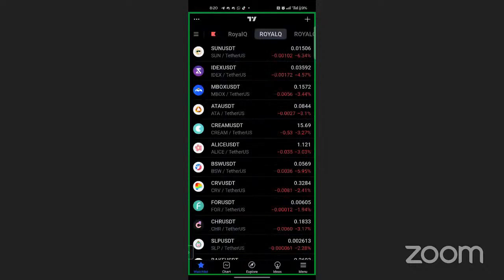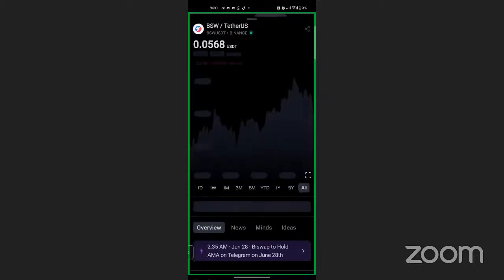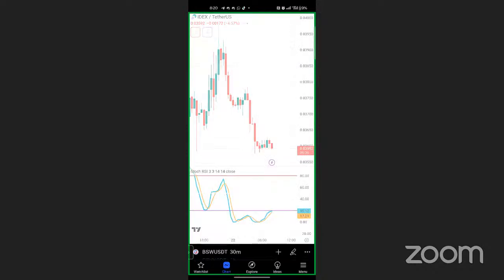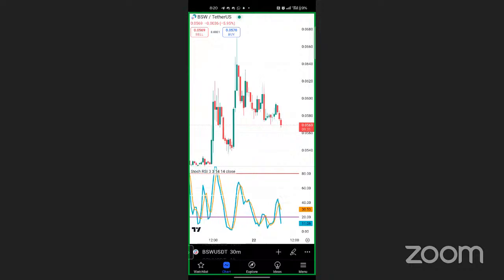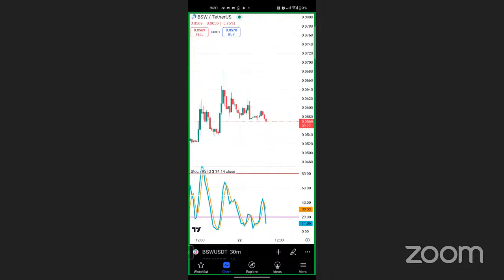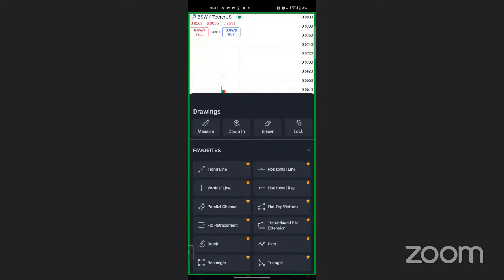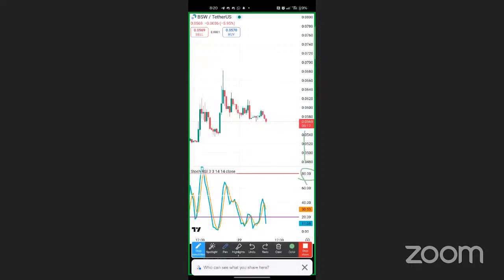I don't know why the chat is not working. Let me pick another coin. Now this is the chart. If I want to draw the lines here, when the market is on a downward trend, I've told you we draw the lines above the candles. I can tap on this chart. I tap on the pencil. The pencil is down here.